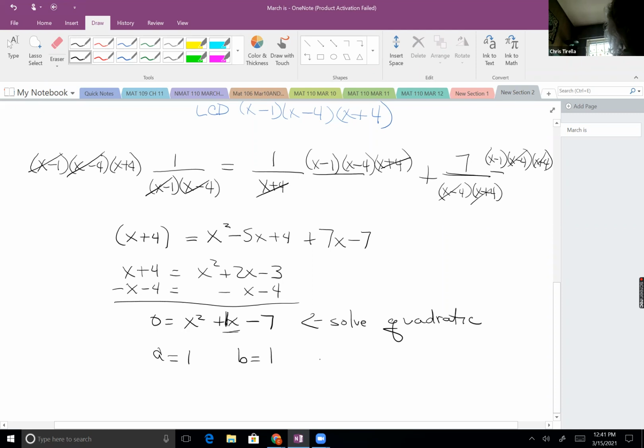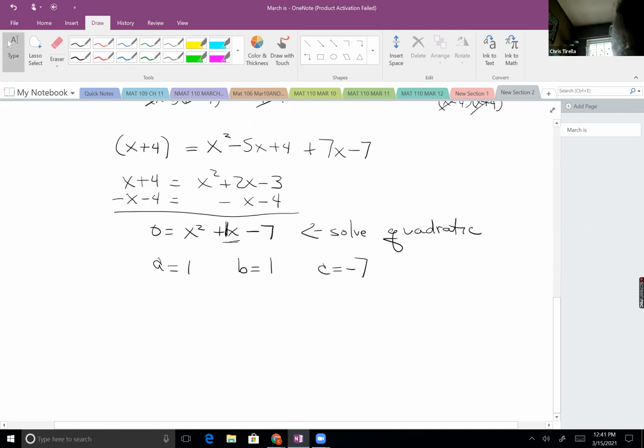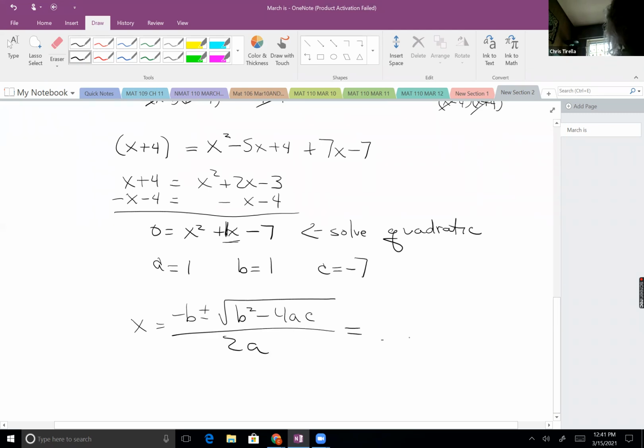A being 1, B being 1, C being negative 7. And then we'd plug into that x equals negative b plus minus the root of b squared minus 4ac all over 2a. And from there, is everybody okay if I stop here, or do you want for me to finish this one? I just wanted to make sure everybody could follow the setup on it. Are we good, or should we finish it?